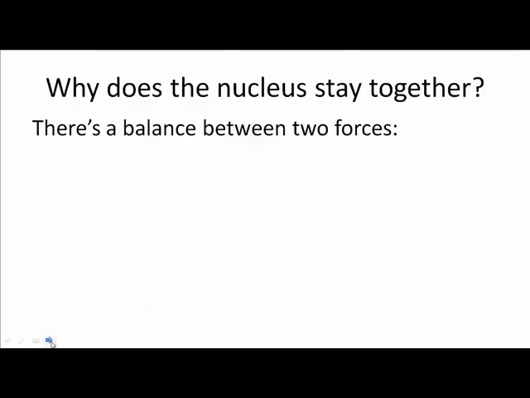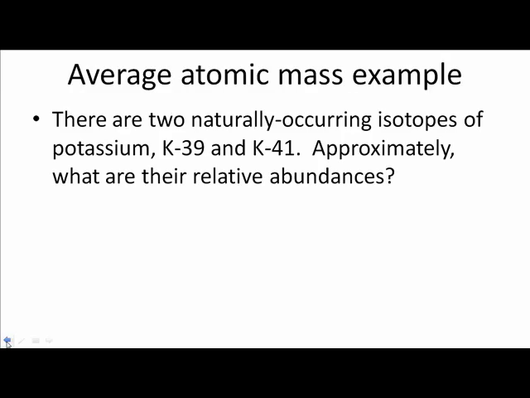Okay. I think we skipped a slide. We skipped a math slide. Oh, look at that. I did this out before, and I didn't remember that we actually used potassium-39 and potassium-41. So there are two naturally occurring isotopes of potassium, as I mentioned mere moments ago, 39 and 41. How do we find their relative abundances? What percentage of the naturally occurring isotopes are 39? And what percentage is 41?